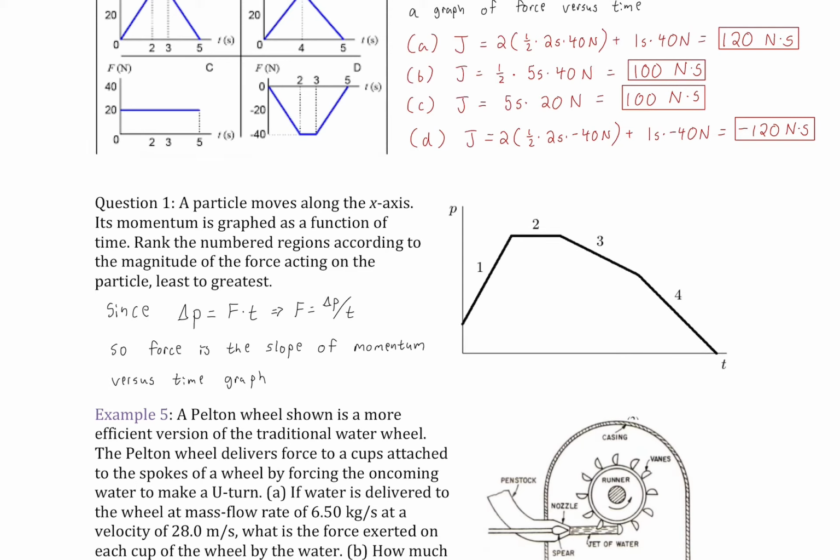So that means the steepest slope is the greatest force. Well, that must be 1, right? And the least steep is 2. So if we order them, from least to greatest, it's 2, 3, 4, 1. Because 2 is flat, so there's no force being applied between that point and that point in time. Two really neat concepts about graphically how to understand force and momentum.